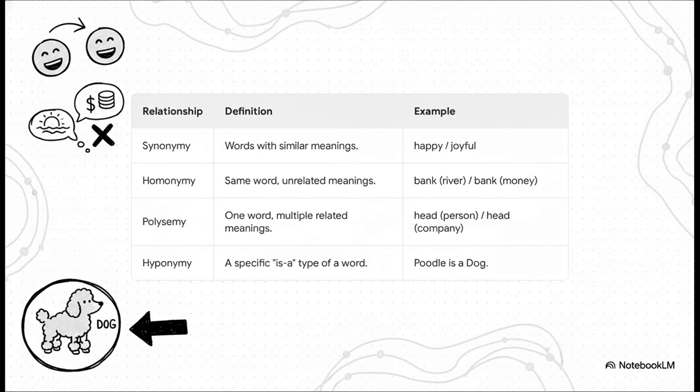So for an AI to get this, it has to understand this incredibly complex web of relationships between words. It needs to learn that happy and joyful are basically the same thing. It has to know that the bank by a river and a bank for your money are totally unrelated. And it has to grasp that a poodle is a type of dog. This deep knowledge is the key to unlocking true meaning.